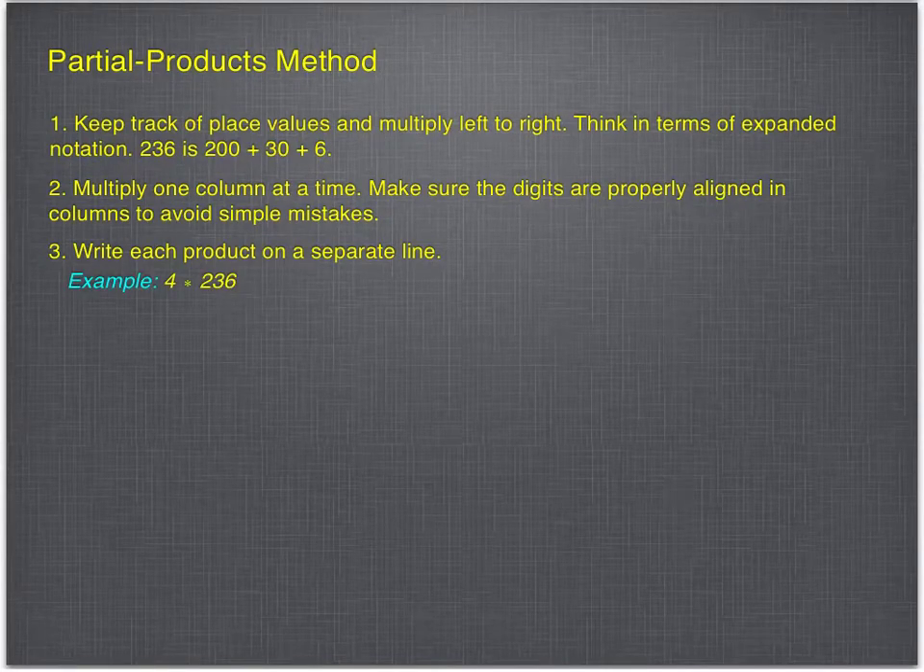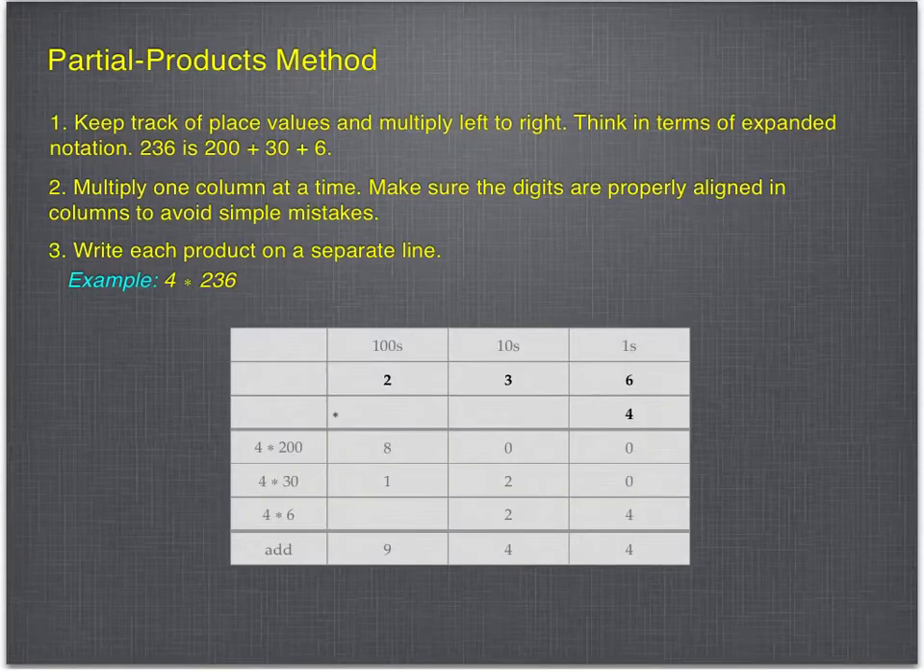Okay, so here's our example. 4 times 236. And here you'll see that each place value, the 2 is in the hundreds column, the 3 is in the tens column, and the 6 is in the ones column. You don't have to write it like this when you do your math. This is just to help you understand that each is a separate column, and then I'm multiplying each number separately.